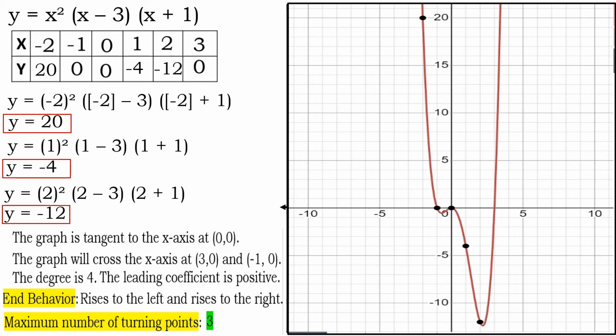So, correct. The degree is 4. The leading coefficient is positive. The end behavior: the graph rises to the left and rises to the right. So, the maximum number of turning points is 3.